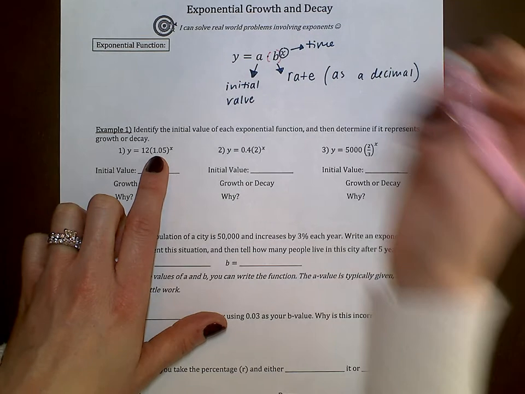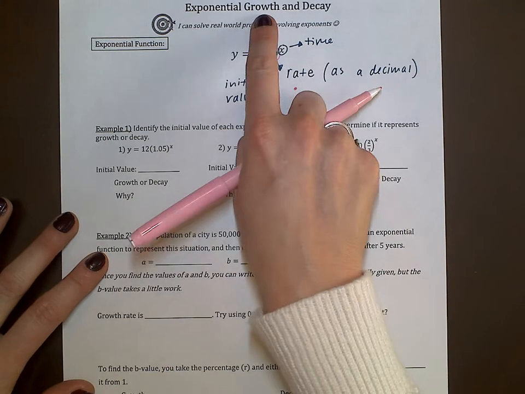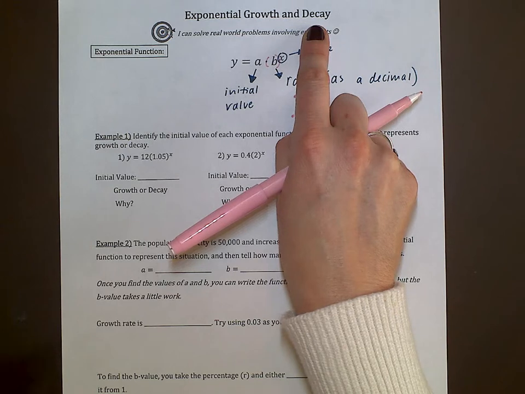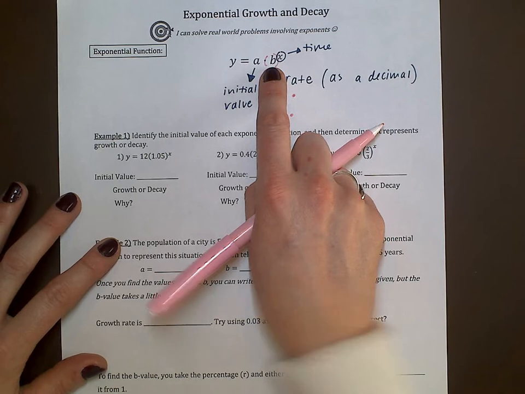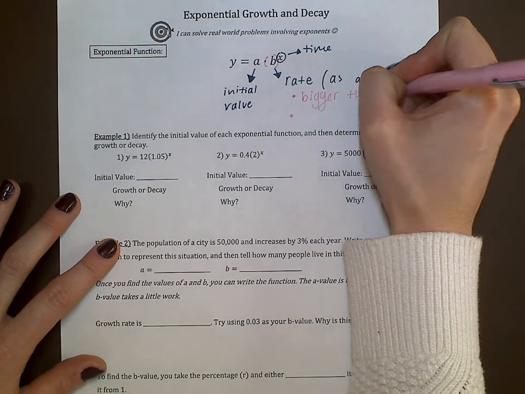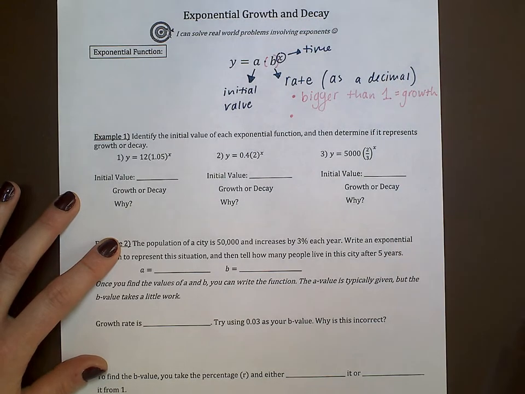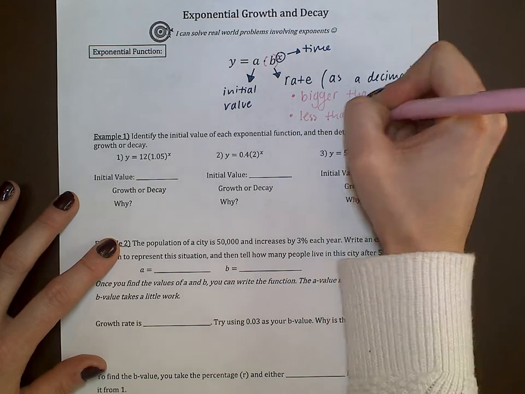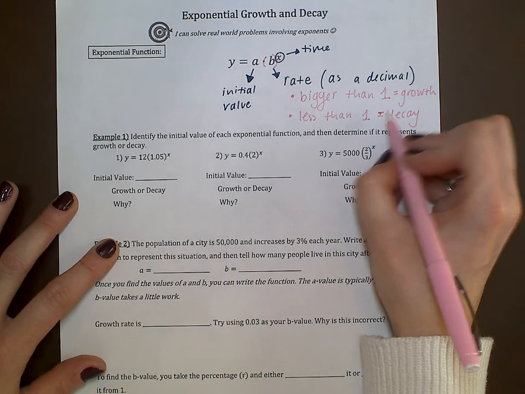So here's the notes I want to make. We're either going to be looking at a situation where it's growing or it's decaying. Okay, so there's a big difference. We don't want to mix this up. The b value tells us whether this is a growth function or a decay function. If the b value is bigger than 1, then it's going to be growth. If the b value is less than 1, it's decay.